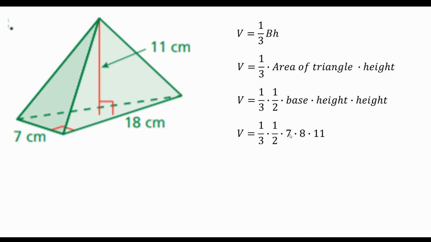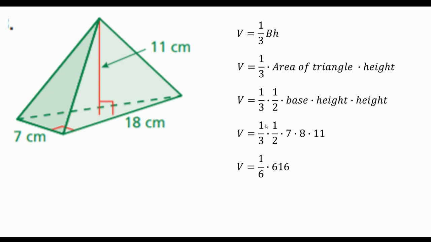So we know the base to be 7 centimeters, the height to be 8, should be 18 centimeters. So I have a little bit of a typo here. I'm just going to roll with it. Act like the height here was 8 centimeters just for the sake of this example because I know I calculated it using 8 there. So it'll be a little bit different. And then times 11, which is the height of the pyramid.